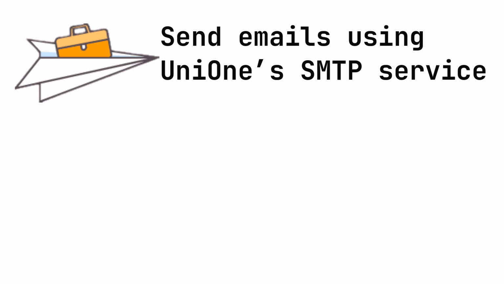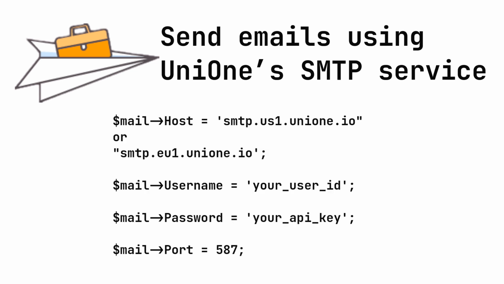Once you've got your host, port, user ID and API key ready, just drop those into your PHPMailer script like this. Don't forget to enable SMTP auth and set SMTP secure to encryption start TLS. And that's it. You're now ready to send emails through UniOne using PHPMailer.